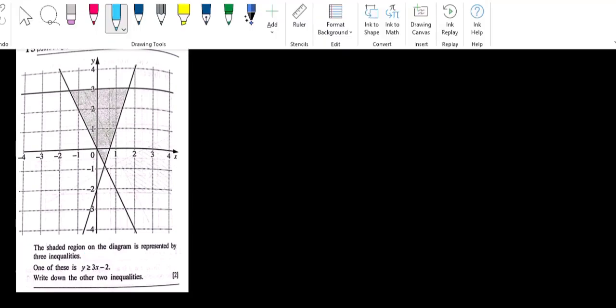In the same year, question number 15 was asked, and this question is about the shaded region. The question statement is: the shaded region on the diagram is represented by three inequalities. One of these, our first inequality, is y greater than or equal to 3x minus 2. We have to write down the other two inequalities.